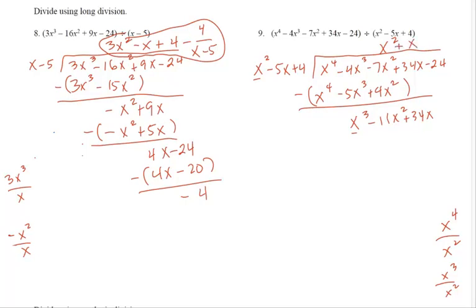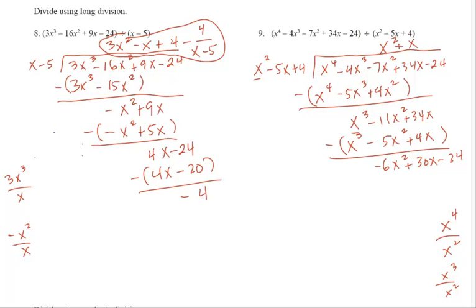Now multiply, so that's x to the third minus 5x squared, multiplied by 5 times negative 5x, and now x times 4, and subtract. X cubes cancel, subtracting -11 plus 5 is -6x squared. 34 minus 4 is 30x. Bring down the last term, and we got division one more time.